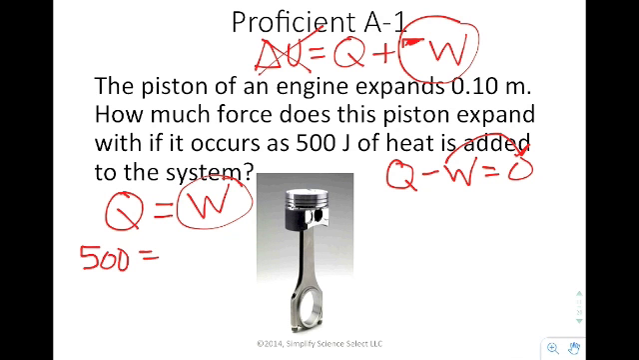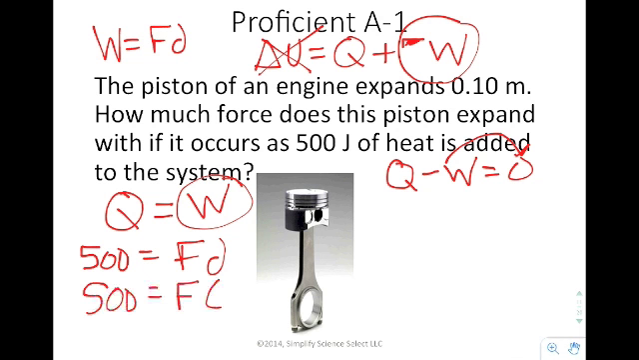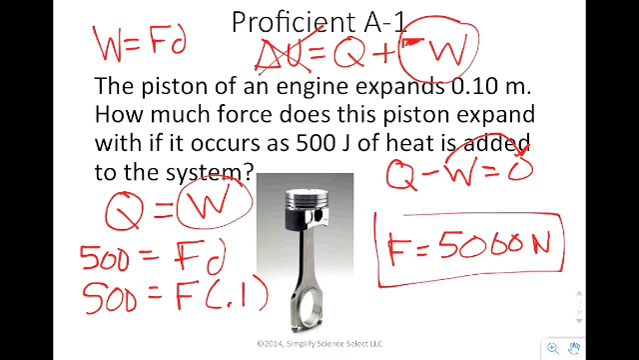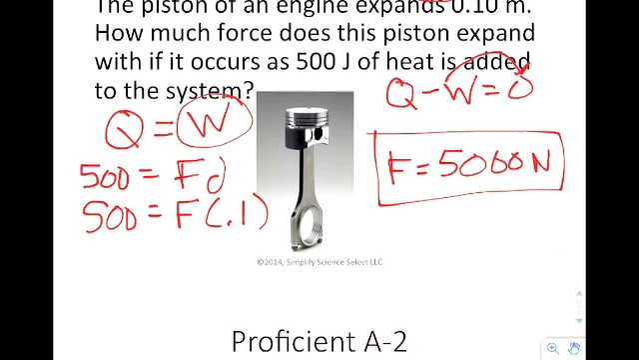Remember, work from our previous units is force times distance. So this simplifies to this, or 500 equals F times 0.1. Whenever you solve at this point, you would say that F is equal to 5,000 newtons of force. So what you would say is this piston expands upward with 5,000 newtons of force.